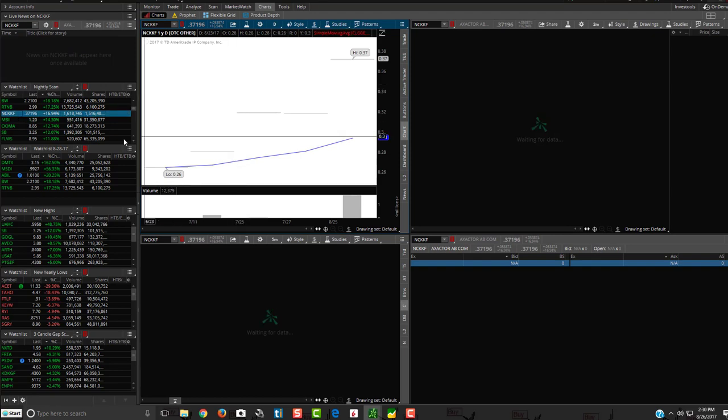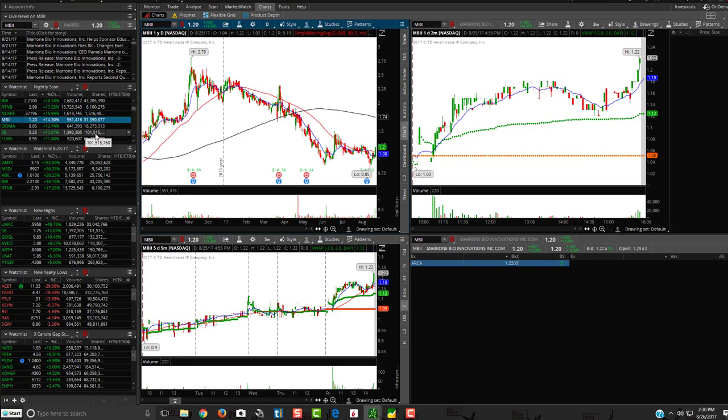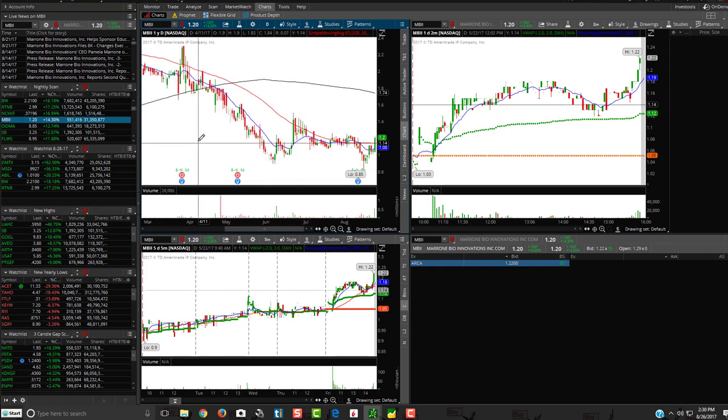NCK, nope, I don't even know what that is. It looks terrible. MBII. So not a lot of volume. You'll see some resistance, a lot of it, right about this 126 area, 127. See a candlestick there, getting close to the 120s.